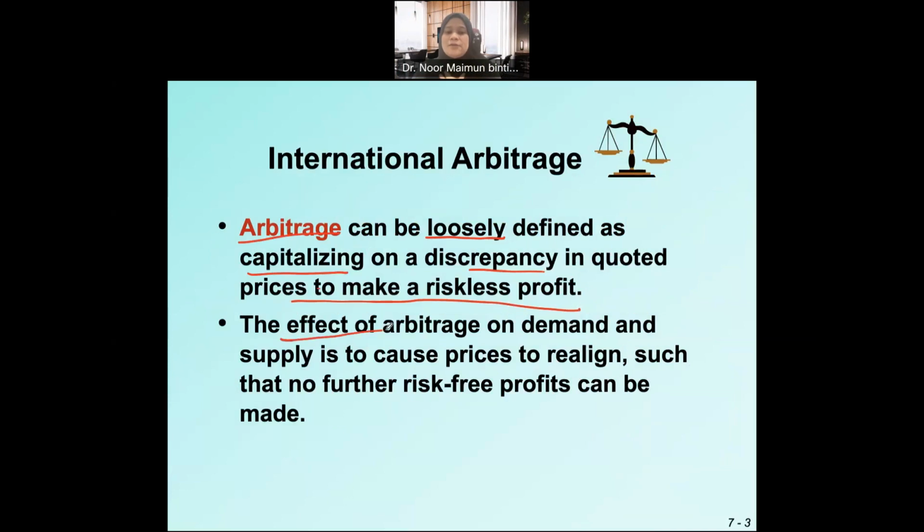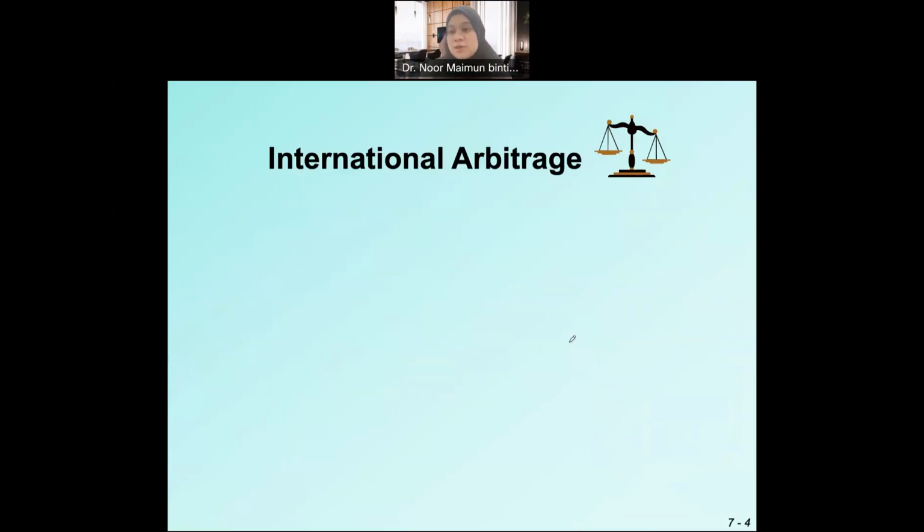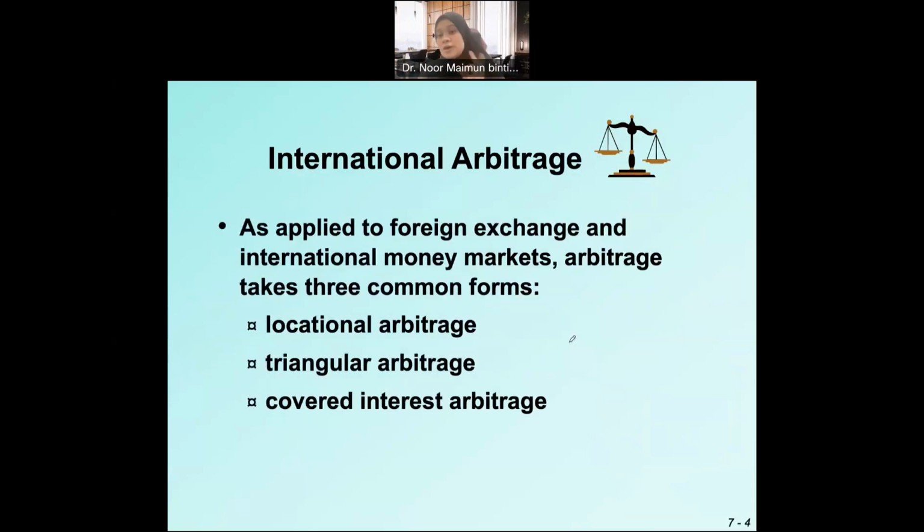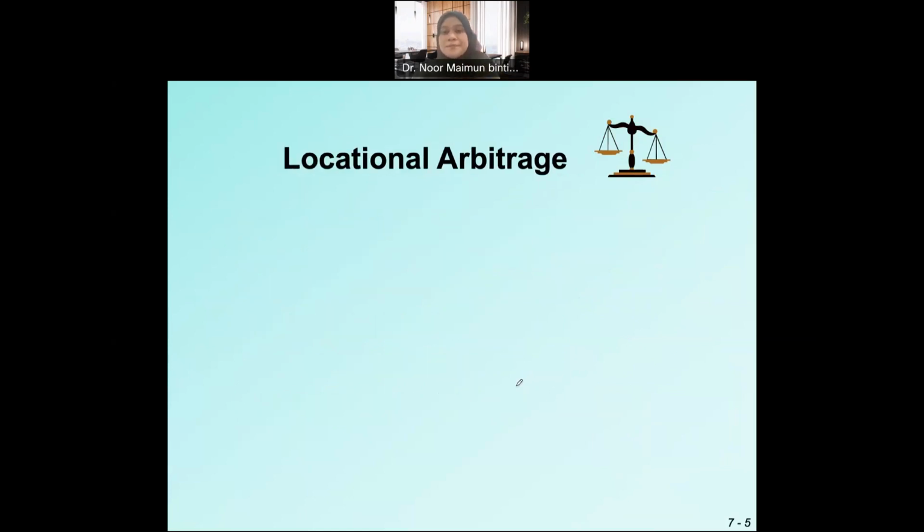The effect of arbitrage on demand and supply is to cause prices to realign such that no further risk-free profit can be made. This arbitrage helps you protect yourself from loss, not help others make higher profits. When you make that transaction, it offsets, so no party will make extra profit based on arbitrage. There are three types of arbitrage: locational arbitrage, triangular arbitrage, and covered interest arbitrage. We'll take a look at them one by one.